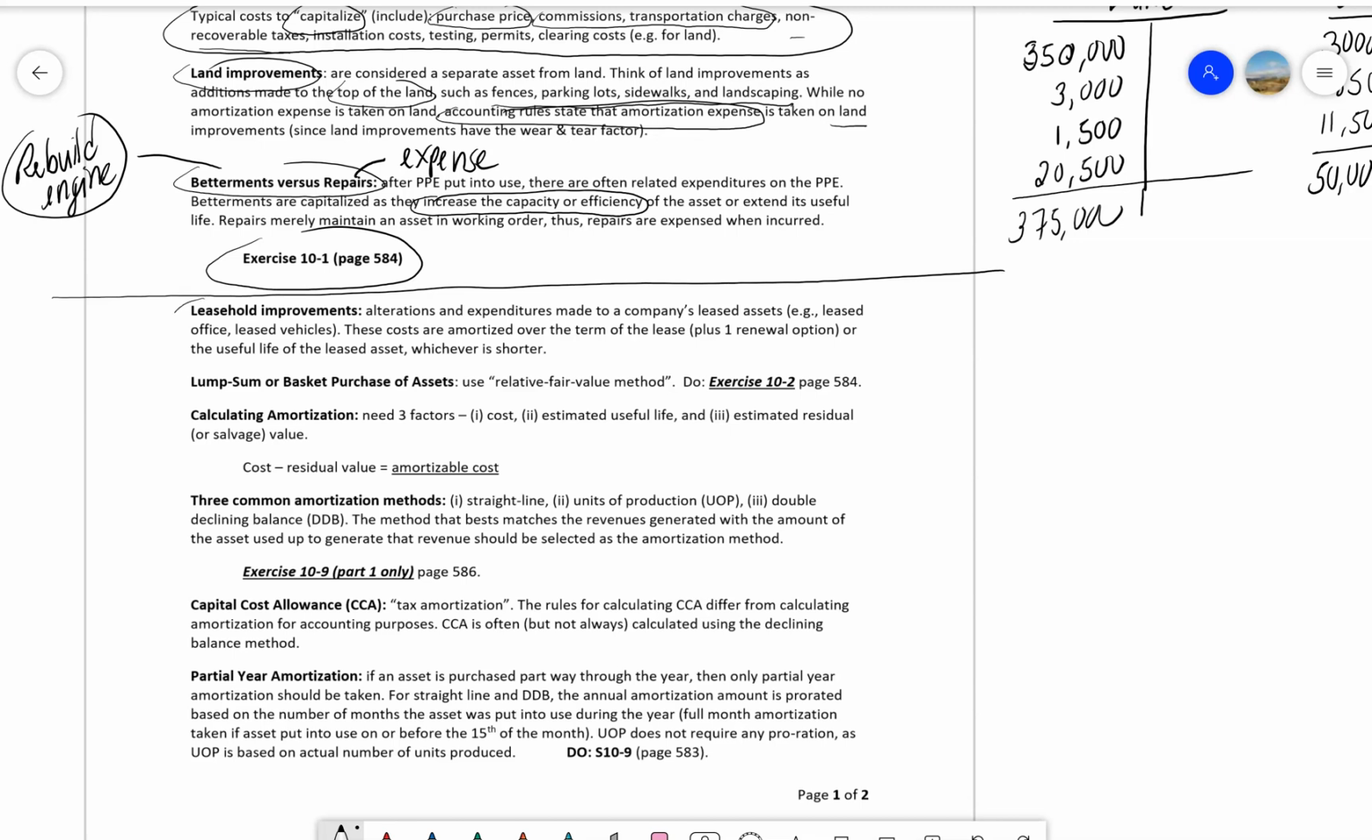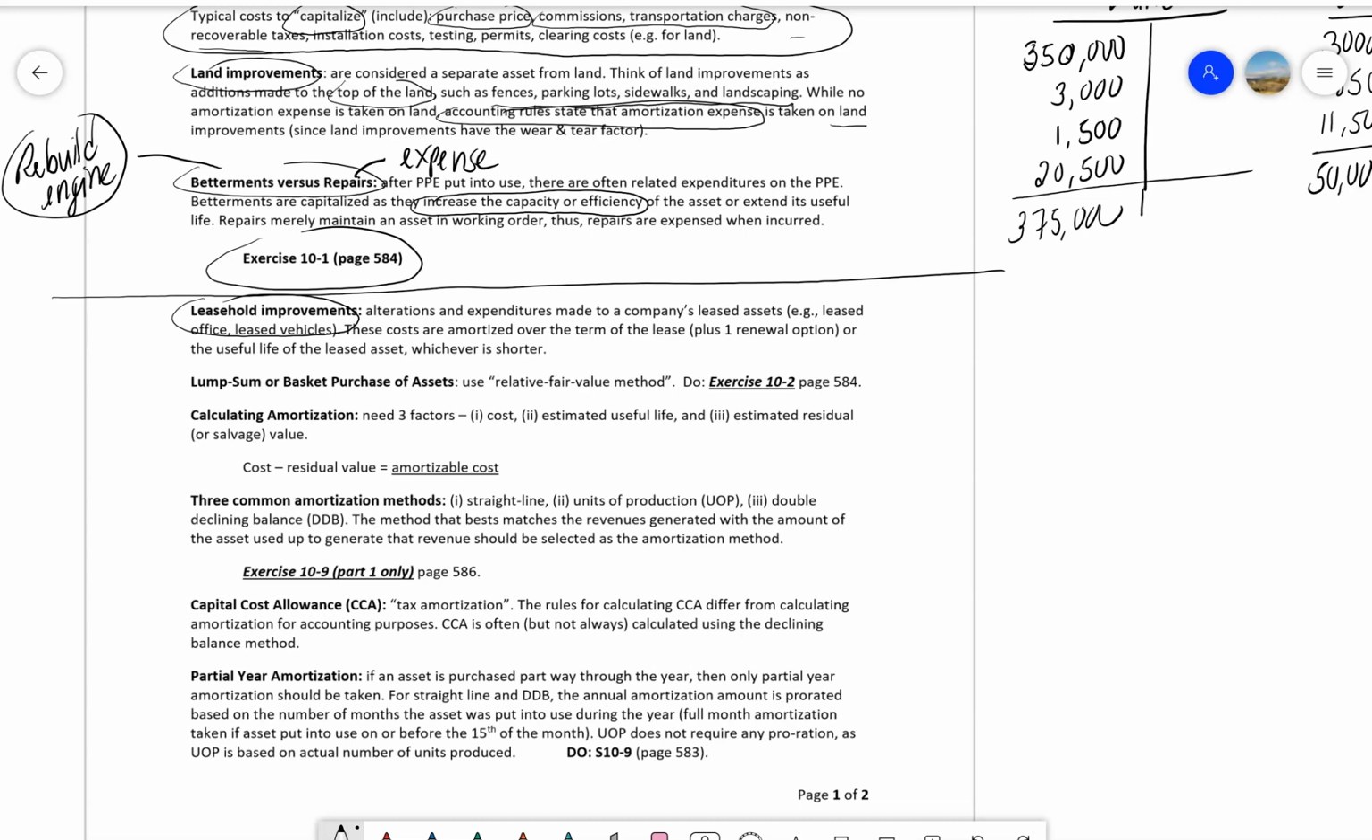We also have this category called leasehold improvements. Now, leasehold improvements are amounts that a company incurs on assets that they lease. So for example, think about your downtown core. Your downtown core has a bunch of high rises, and all these big companies lease their office space. They normally do not own the office building that they're currently in. They lease the office space. Maybe they sign a 20-year lease.